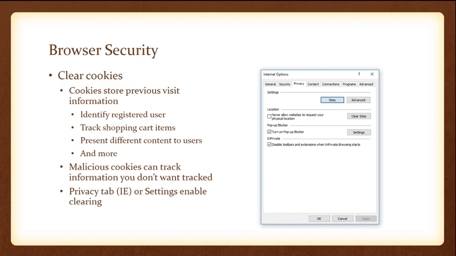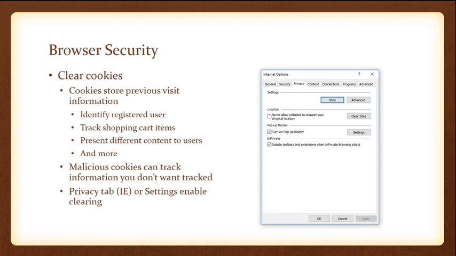They'll track your shopping cart items. They will present different content sometimes to you. If you're always looking at, you know, diapers for a baby, then they're always going to show you diapers first on that website. Again, it could be really nice, but you should really clear your cookies regularly so that way you have good secure browser history. Malicious cookies can track information that you don't want to be tracked.